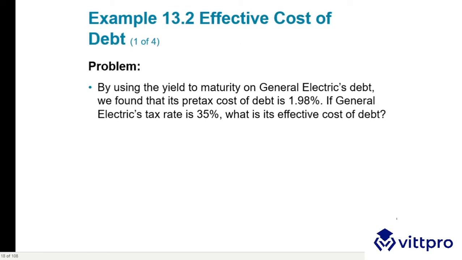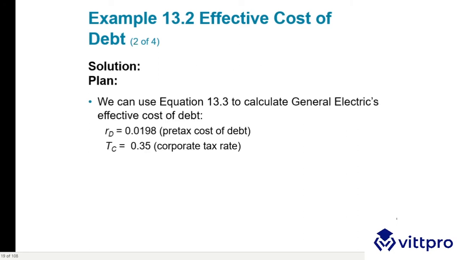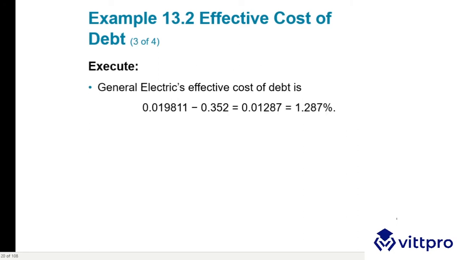So if you take an example, let's say General Electric's yield to maturity for its debt is 1.98%. If General Electric is paying a tax of 35%, what would be the effective cost of debt? The effective cost of debt will be 1.98% multiplied by (1 minus 0.35), i.e. the tax saving. That will come to 0.01287 or 1.287%. Even though they pay $1.98 per 100 to the debt holder, the actual cost to the company is only 1.287, because on 35% of that 1.98 they are able to reduce their tax liability.